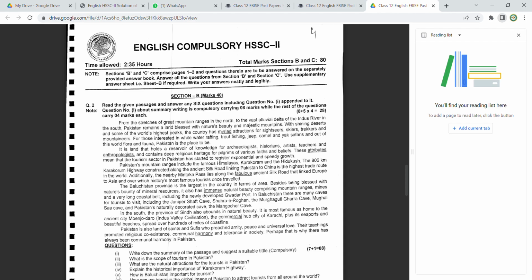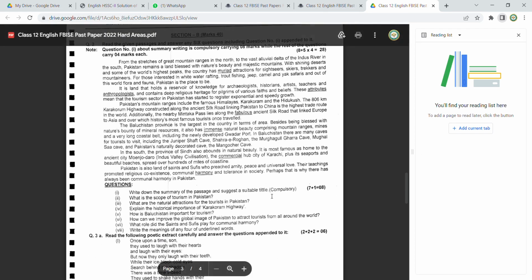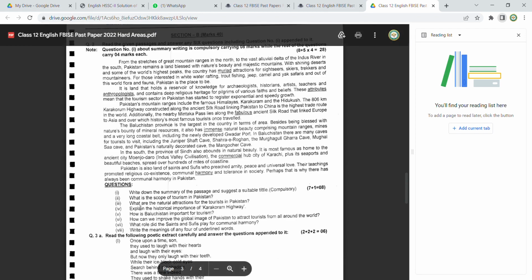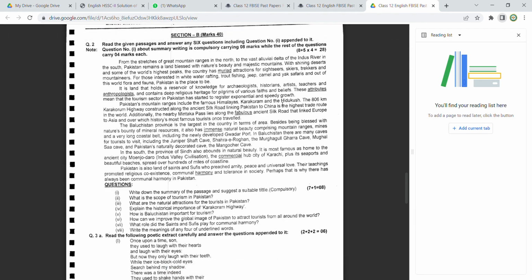The passage is given and you have to write down the meaning, or sometimes understand the meaning, of the underlined words there, and write a summary of the passage. But you not only have to write the summary, you also have to give the title. Here, in question number 2, subsection 1: write down the summary of the passage and suggest a suitable title. This question is compulsory. From the questions given below, you have to attempt 5 short questions carrying 4 marks each. So the total marking of this passage is 28.